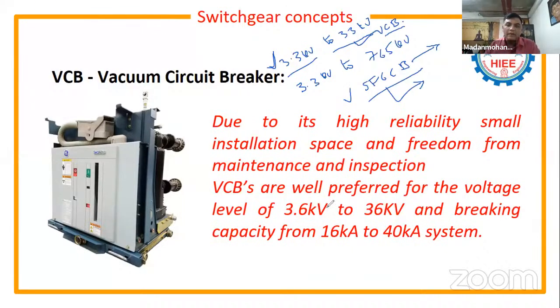That's the reason. And within the limited space, the major reason for going with the vacuum circuit breaker is that vacuum is an arc interrupting medium. So within less space, the vacuum circuit breaker can interrupt the arcs effectively. So just remember, for 3.3 kV to 33 kV, we generally go with the vacuum circuit breaker.